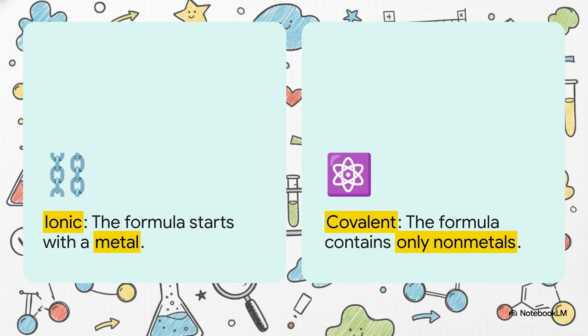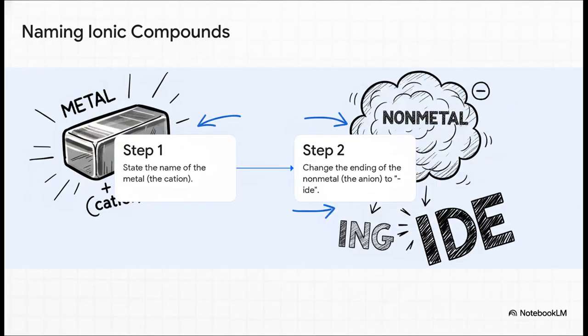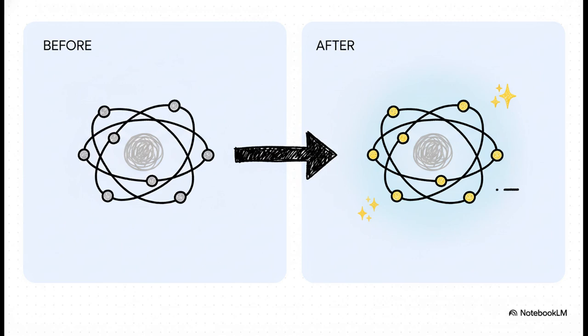So let's go down that ionic path first. All right. Naming the simple ionic compounds, the ones with just a metal and a nonmetal, is actually pretty straightforward. It's really just a two-step process. So here's what you do. First, you just state the name of the metal. That's the positively charged part, the cation. Then for the nonmetal, the negatively charged anion, you just chop off its ending and swap it with "-ide". That's it. So for instance, the element chlorine becomes the ion chloride. And oxygen becomes oxide.